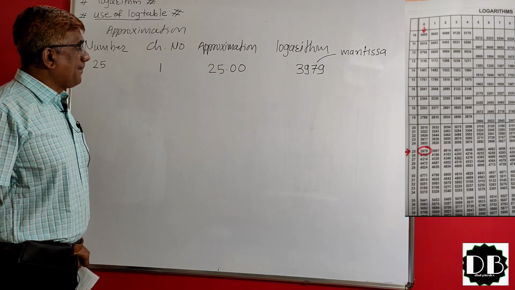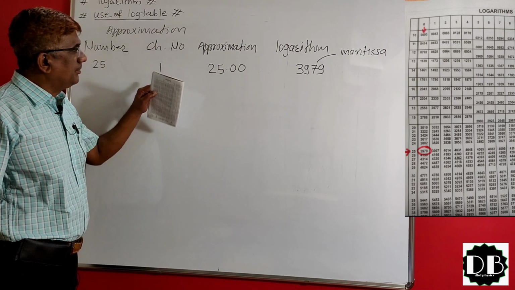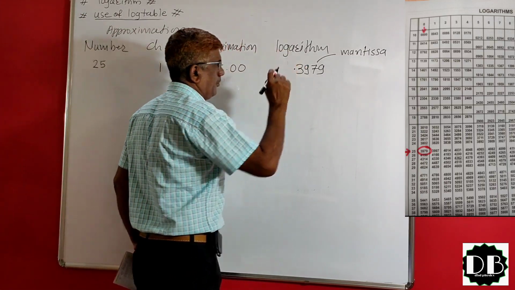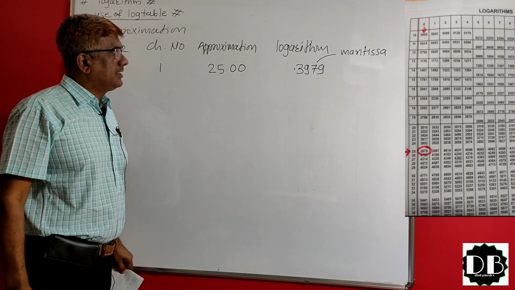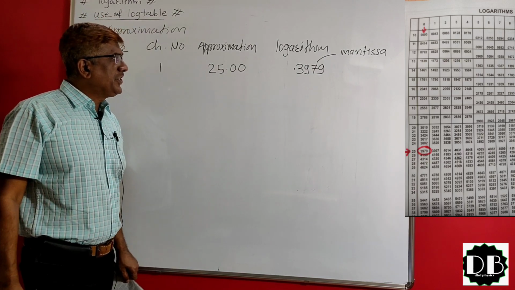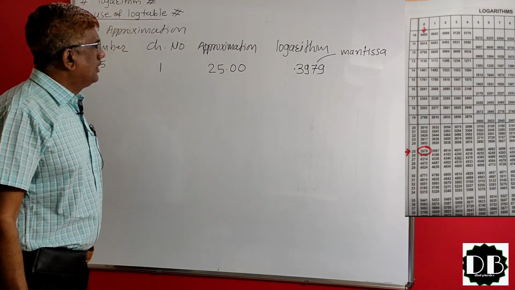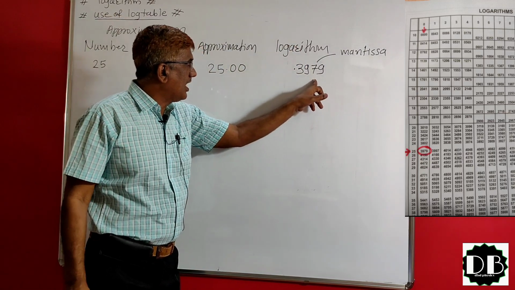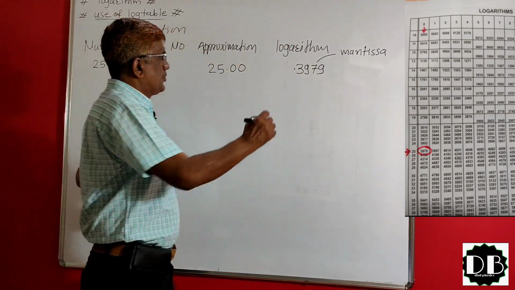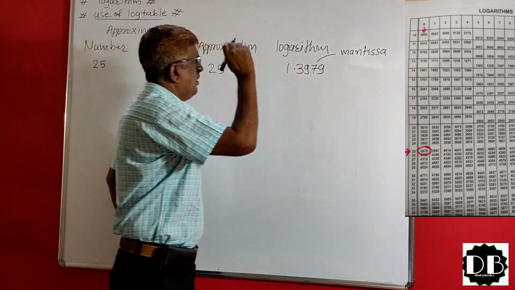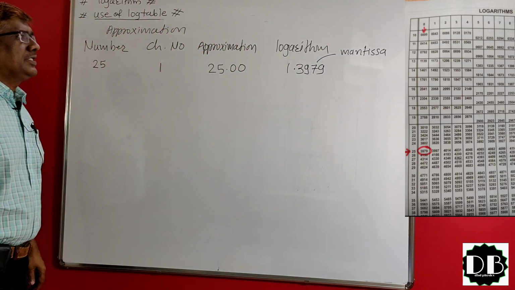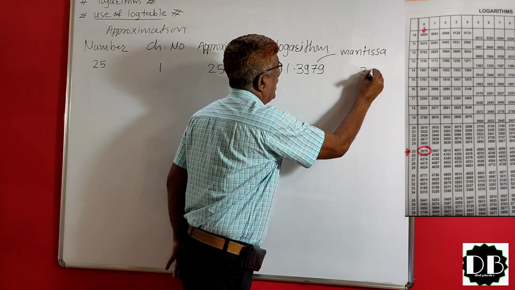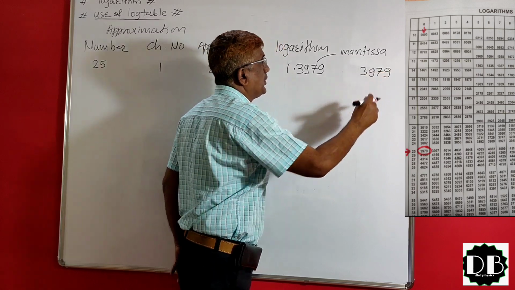This part, mantissa plus character number, gives us the logarithm. Mantissa is always right after the decimal point. It is 3979. And the final logarithm is an addition of mantissa and character number, so that our logarithm is 1.3979. Mind well, only the mantissa is 3979, which can be seen in the log table.